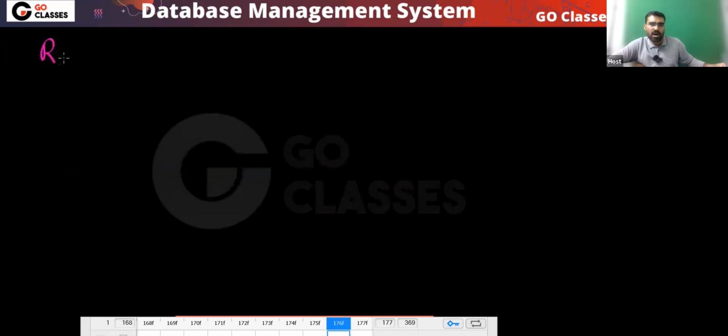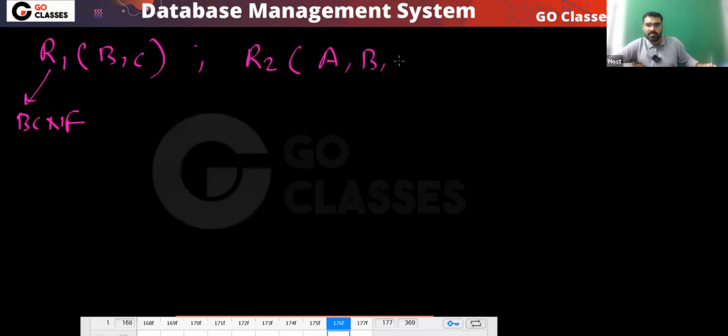So remember, now R1 is fine. R1 is BC, so there are two attributes. So this is definitely in BCNF. There is nothing to check here. But let's check R2. In R2, you have ABD. Now in this ABD, what are the projected FDs?